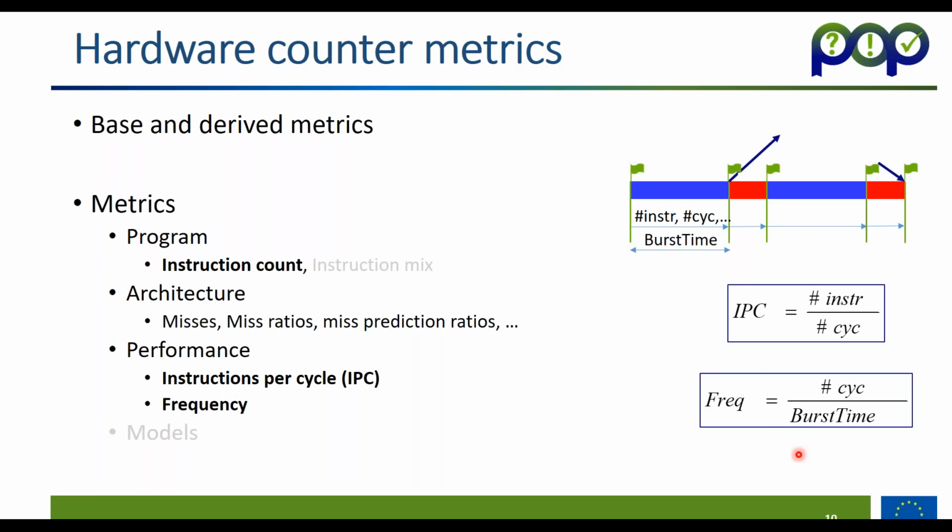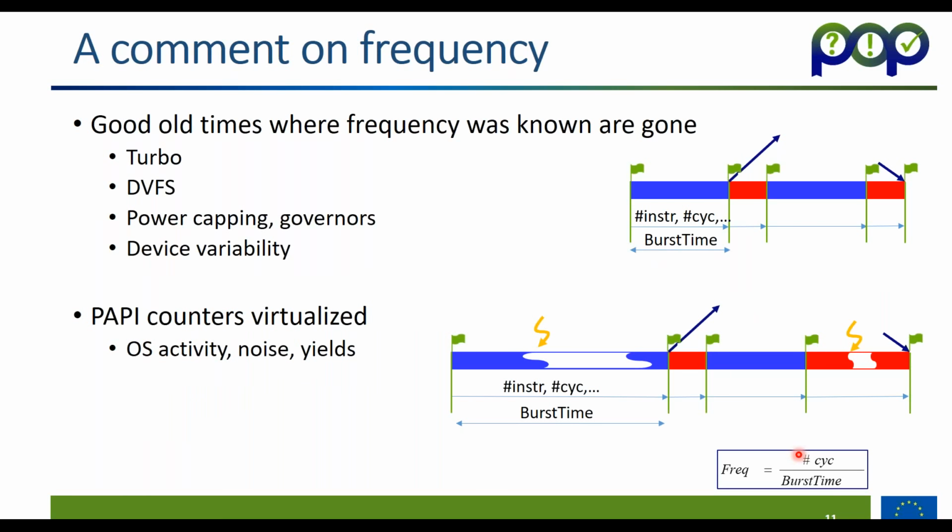And I want to make a small comment about this, because frequency is no longer something really under the control of a programmer. The good old times are gone. Now the frequency at which a core runs can be selected by governors or power capping mechanisms, or by many different things that can make the actual frequency change over a long time, and be different between cores.